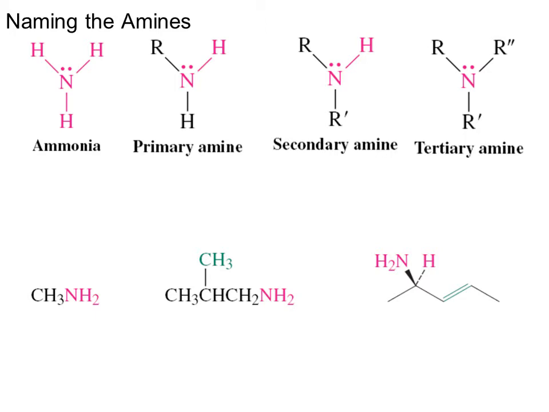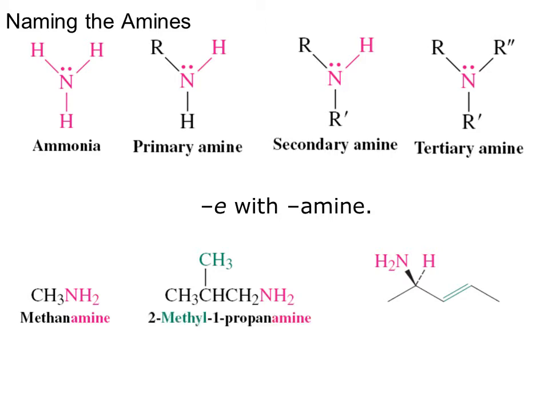Nomenclature is going to be the same, following the same trends we talked about with other functional groups. Amines are very low priority, but if they're the only functional group there, they're going to be your base. So you're going to change your E from alkanes to an amine. So this first one would be methanamine or methylamine. Here you would have 2-methyl-1-propanamine. So again, looking at the longest chain that's connected to your nitrogen.